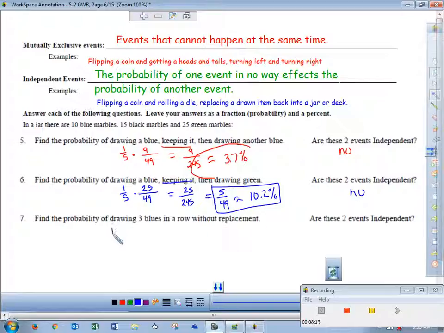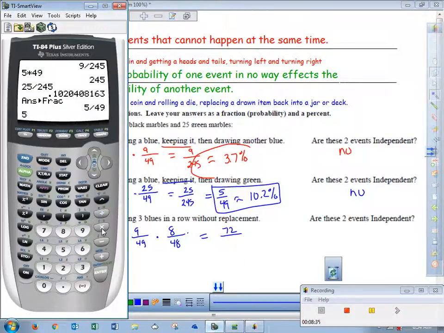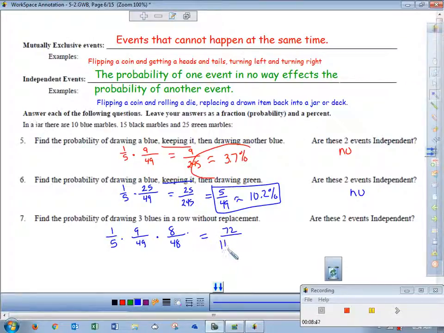So first blue, 1/5. Second blue, now there's only 49 marbles left in there, and we drew a blue out, so there's 9. And then third blue, now there's only 48 marbles because we didn't pick that one, and there's only 8 left in that situation. So that would be 72 over a big ol' honker, 5 times 49 times 48, 11,760. That will reduce due to the fact that those are even numbers.